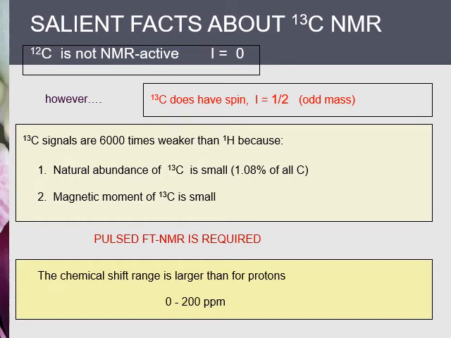In the last section, we mentioned that among carbon isotopes, carbon-12 is the most abundant. But carbon-12 has no spin, and therefore it's not NMR active. It's carbon-13 that gives us a useful NMR spectrum. On the other hand, carbon-13 signals are 6,000 times weaker than proton NMR. This is because its natural abundance is very small, and its magnetic moment is also very small. In practice, pulsed FT-NMR is required, which will be explained in the next slide.